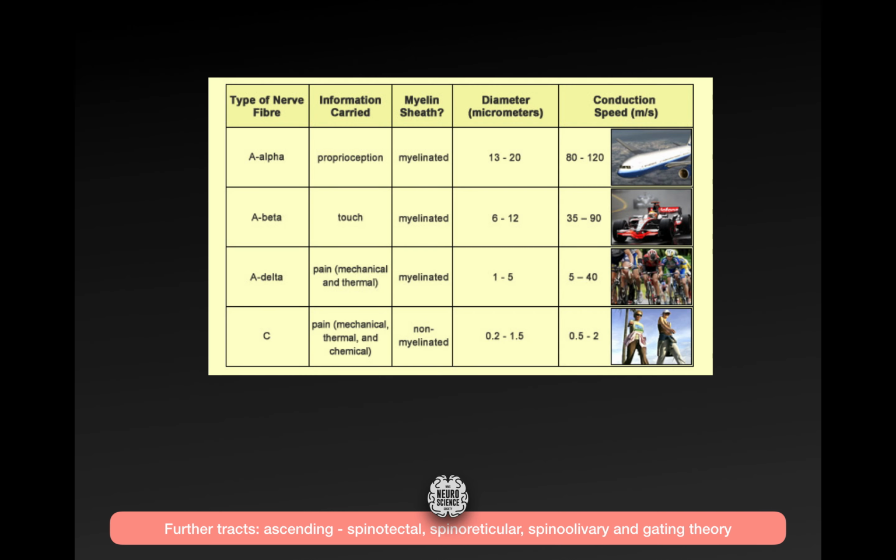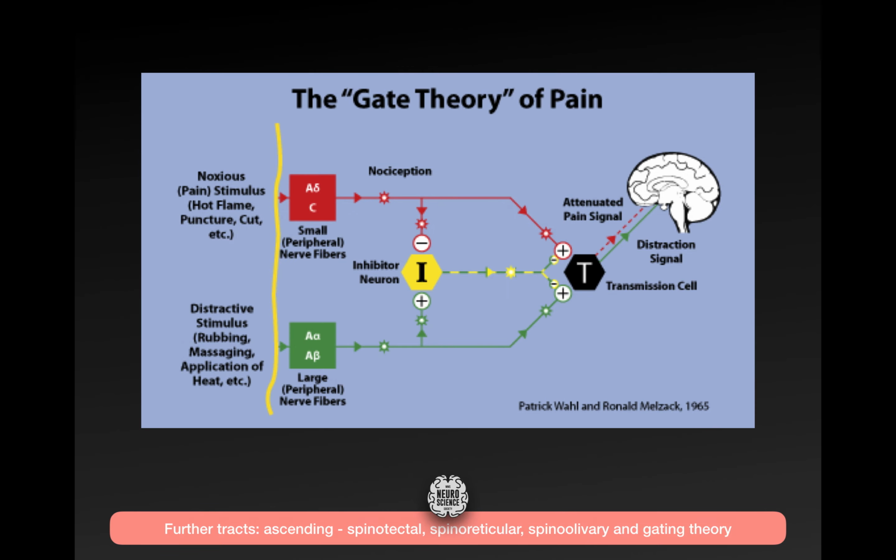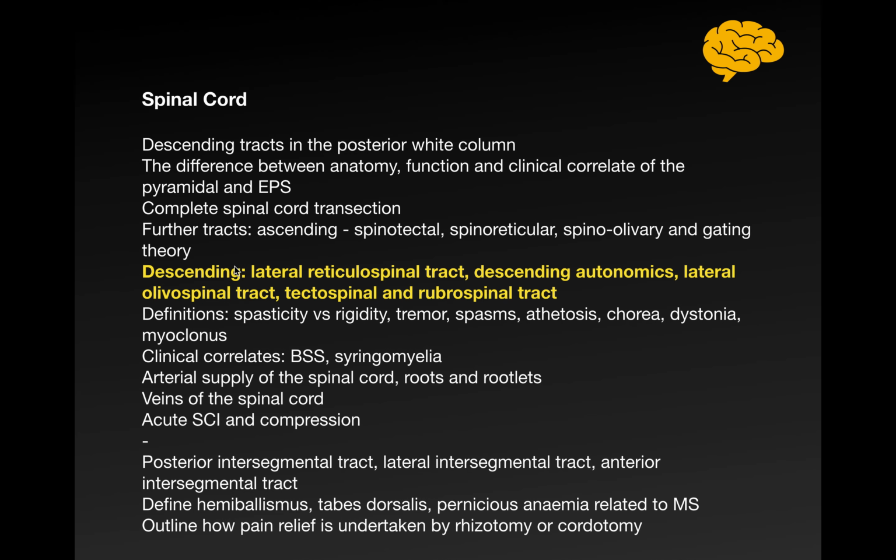The gate theory. So you need to know your A alpha, beta, delta, and C fibers, their relationship for the gate control theory. And that's Moxham core for that kind of thing. Specifically says gating theory.